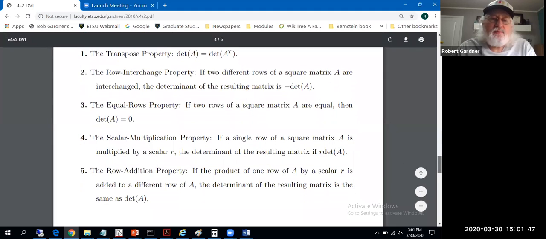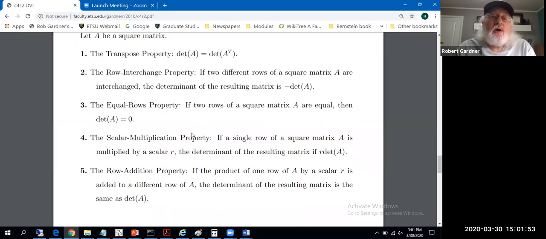The really good news is property 5. The row addition property, so what are the elementary row operations? Interchange rows, multiply row by non-zero constant, and row addition. If the product of one row of A by a scalar R is added to a different row of A, the determinant of the resulting matrix is the same as, there's my favorite one, same as the determinant of A. So I add 3 times the first row to the fourth row, doesn't change the determinant.